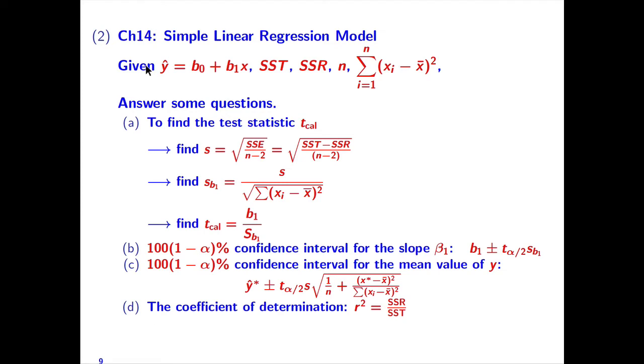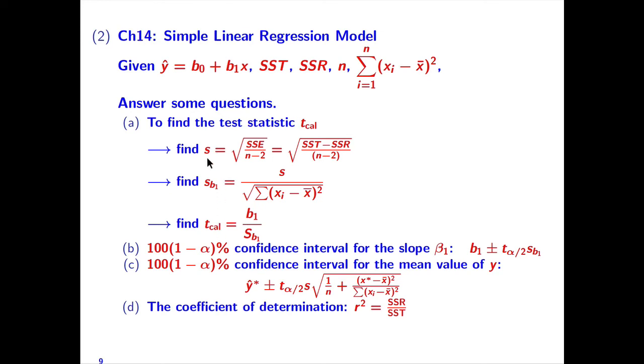For this chapter 14 simple linear regression model, we have this regression equation y hat equal to b0 plus b1 x is given. We also have SST, SSR, n, and the sum of squares with respect to x value, so the sum i equal to 1 to n of xi minus x bar squared. And we need to answer some questions. To find the test statistic tcal, we need to follow those 3 steps.